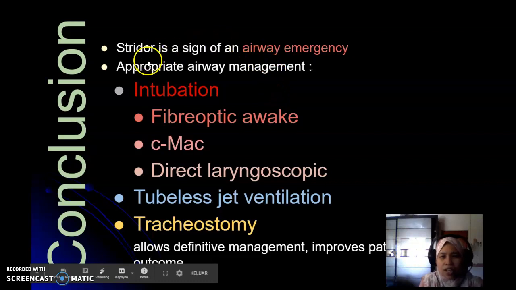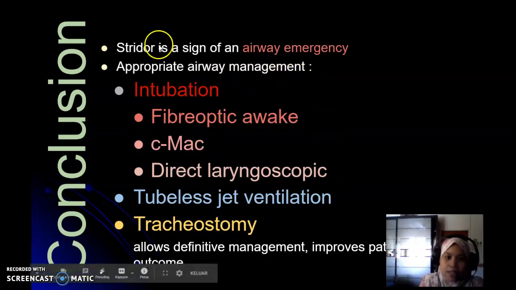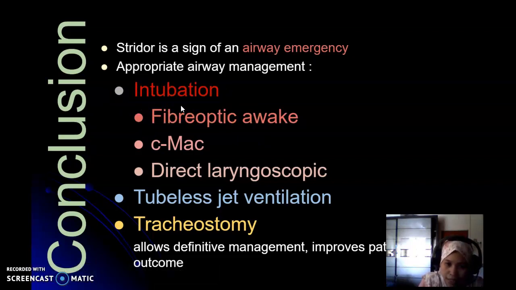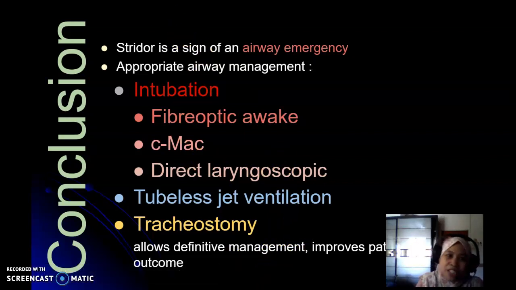As a conclusion, stridor is a sign of airway emergency and we must manage the airway appropriately, and we can choose different ways to manage the airway. Intubation has to be done selectively with very experienced personnel around. You may use certain instruments, for example, fiberoptic awake intubation, C-MAC, or even direct laryngoscopic intubation. Tubeless jet ventilation is also another way to secure the airway, and these have to be combined with definitive management for the patient. Tracheostomy itself is one of the very important ways to secure the airway in patients with upper airway obstruction. A good management of the airway allows definitive management and improves patient outcome in patients with stridor.